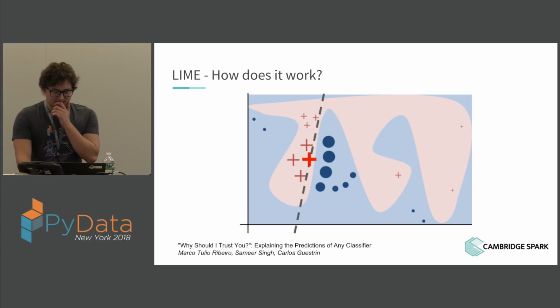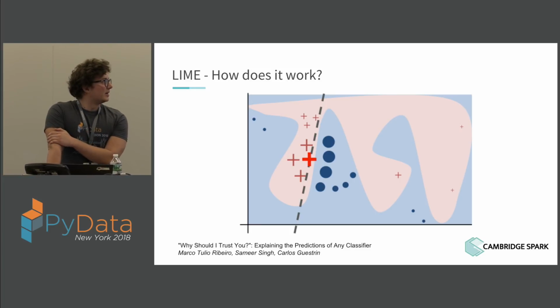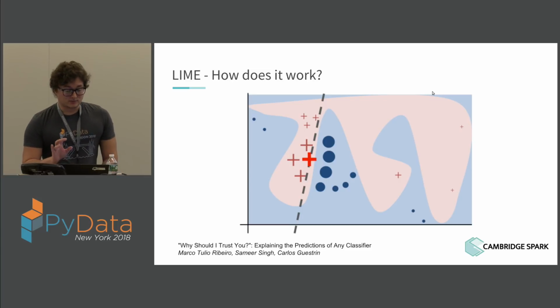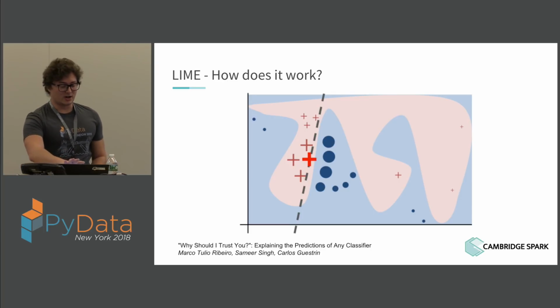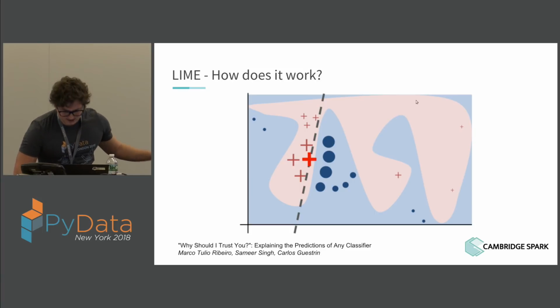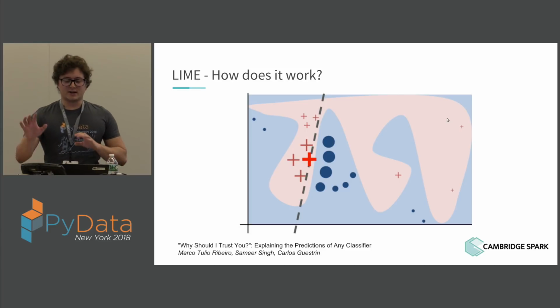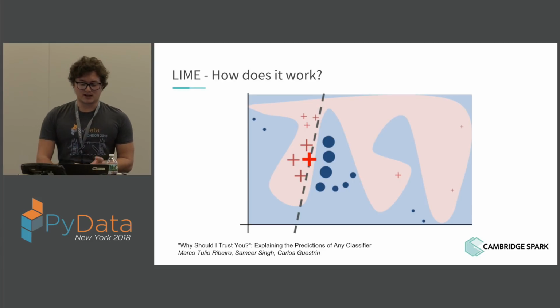So how does it work? So that's a drawing that they have in their paper that gives a good intuition of how Lime works, but it's not exactly how it's implemented. So just to explain this one, here you have a really complex model that is not linear at all. So that's what you see in the background. So you have two classes, the blue and the orange or pink, and you build a model that is really not linear, that is telling you whether something belongs to the class blue or the class pink.